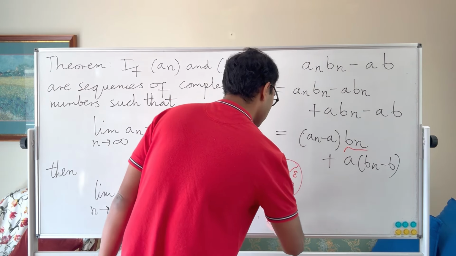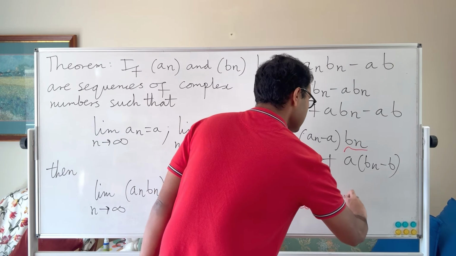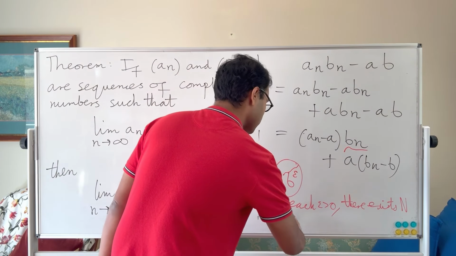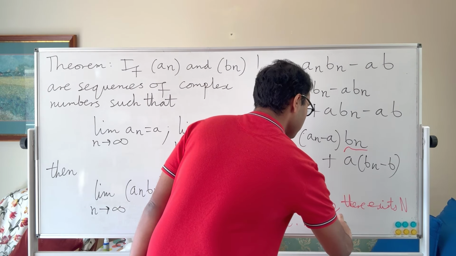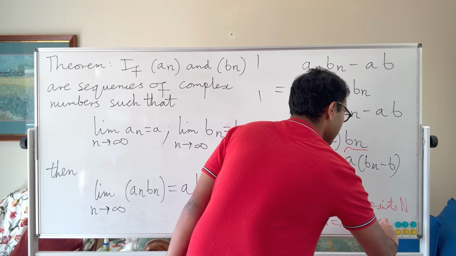So I'll say this way. For each epsilon greater than 0, there exists a positive integer N such that n greater than or equal to N implies that the distance from b_n to b is going to be less than epsilon.